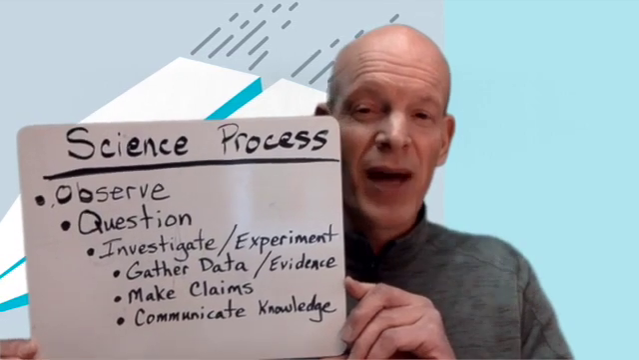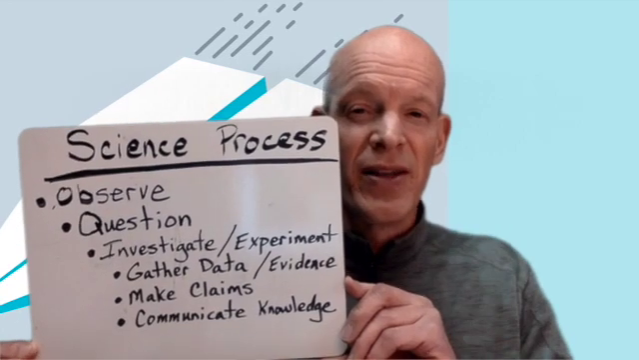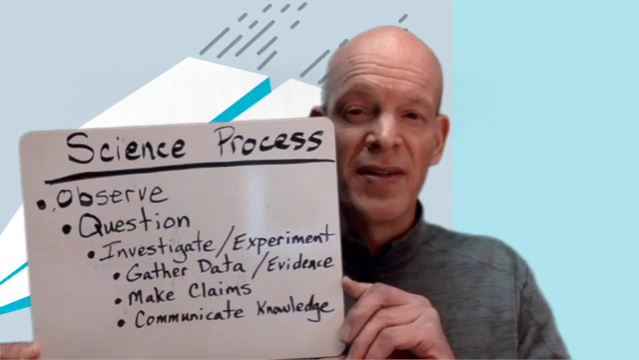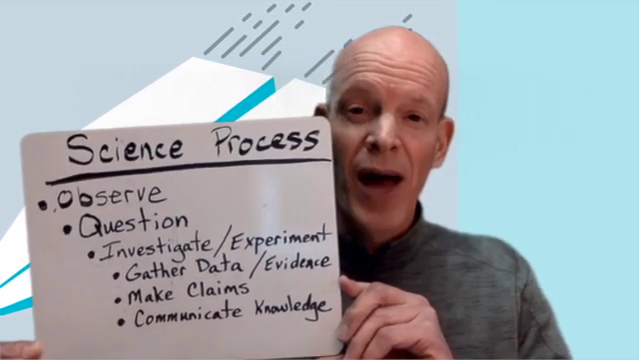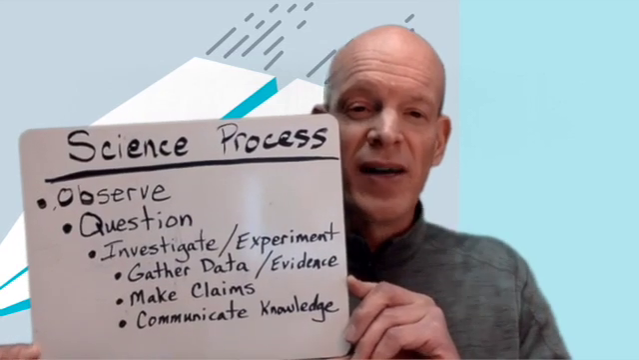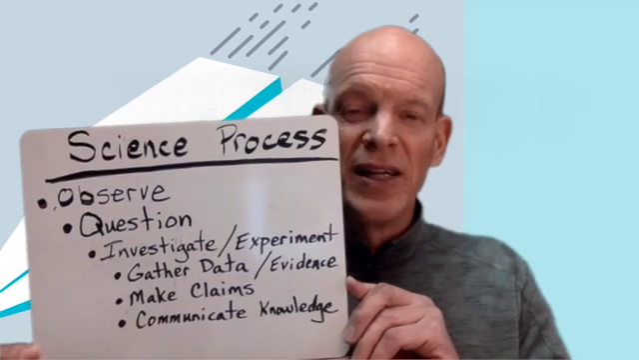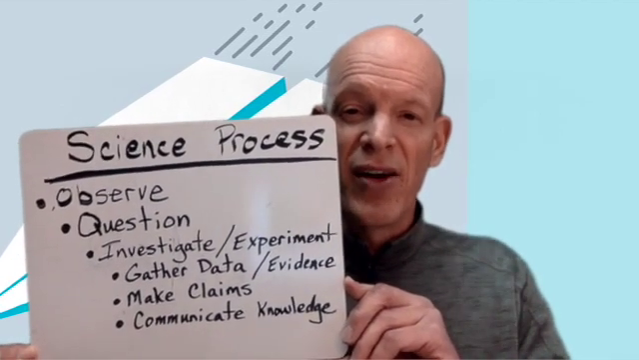And the problem that we have with our paper airplanes is that I couldn't really make a claim about the change causing the effect because it wasn't a fair test. It wasn't something where I was controlling all the other things that could go wrong or happen to my airplane. So scientists want to gather evidence that is reliable. And then we can make claims about that evidence and then communicate our knowledge.